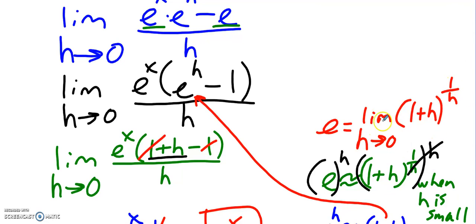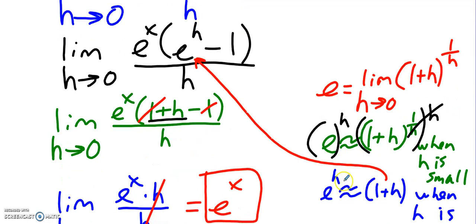Well, this equals e as h goes to 0, right? So what if I raise both sides to the h? Then I end up with e to the h is 1 plus h. And remember, this is true when h gets infinitely small. So when I evaluate the limit as h goes to 0, e to the h will become approximately 1 plus h.